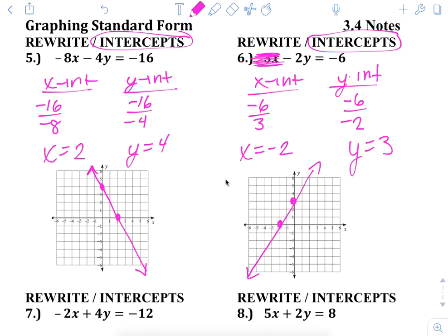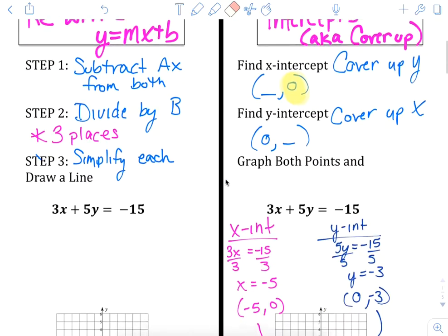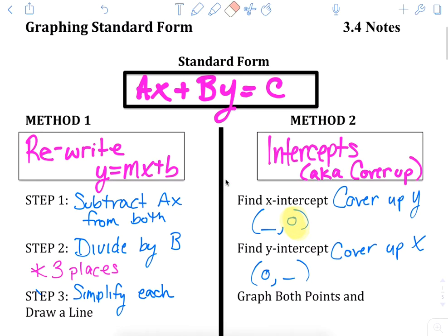Okay? All right, hopefully you feel like you got enough examples of intercepts to know how to check to see if you can use it and to complete those examples. Okay? Let's go back to the first page and let's talk about rewrites. For rewrites, we did a lot of this back in 1.3. So if you need more practice or you need to see what we're doing, that would be the place to look, 1.3 video notes.